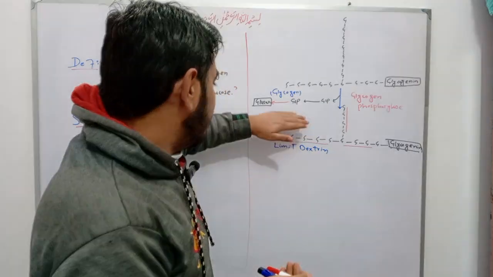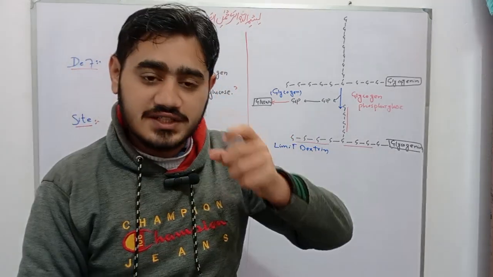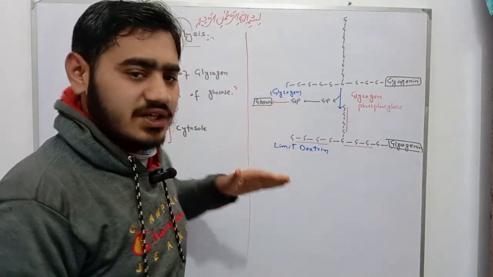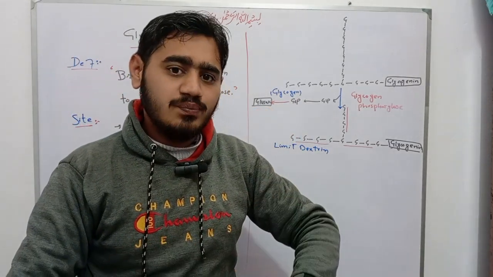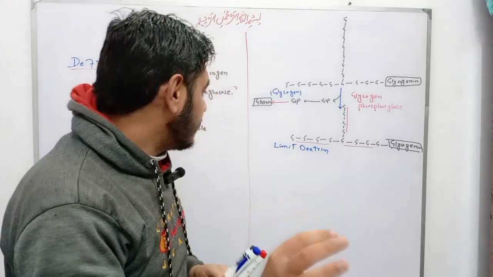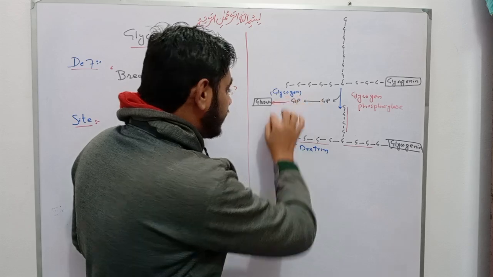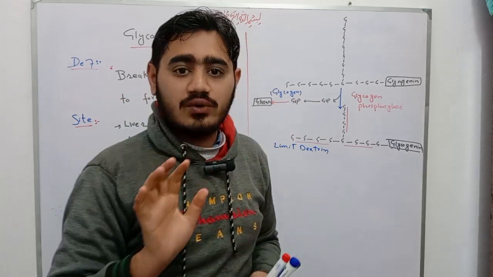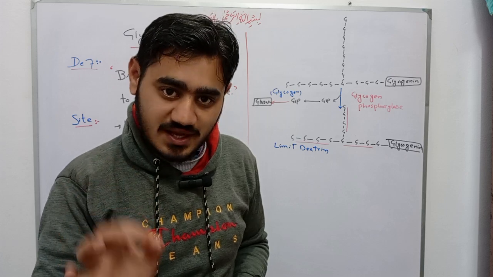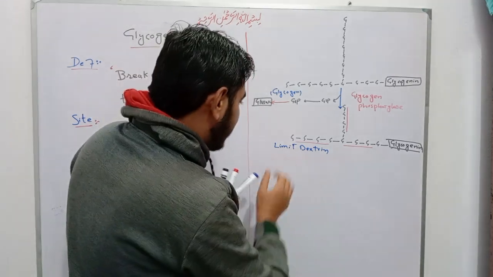In liver, with the help of glucose 6 phosphatase enzyme, this glucose 6 phosphate converts into glucose, and ultimately in liver it leads to the process of glycolysis and Krebs cycle and electron transport. While in muscle, this glucose 6 phosphate directly enters the glycolysis process due to deficiency of the enzyme glucose 6 phosphatase. Okay, this is the limit dextrin.